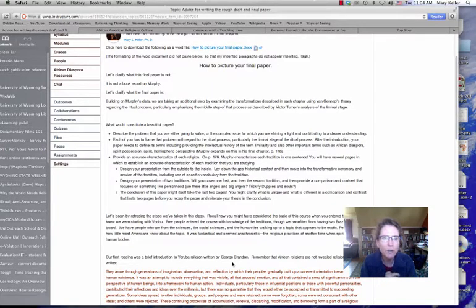What would constitute a beautiful paper? Bullet 2: each of you has to frame that problem with regard to the ritual process, particularly the liminal stage of the ritual process. So after the introduction, your paper needs to define its terms, including providing the intellectual history of the term liminality and also other important terms such as African diaspora, spirit possession, spirit, right? Murphy told us what spirit would mean for his purposes. You might need to define what spirit will mean for your purposes. Hemispheric perspective.